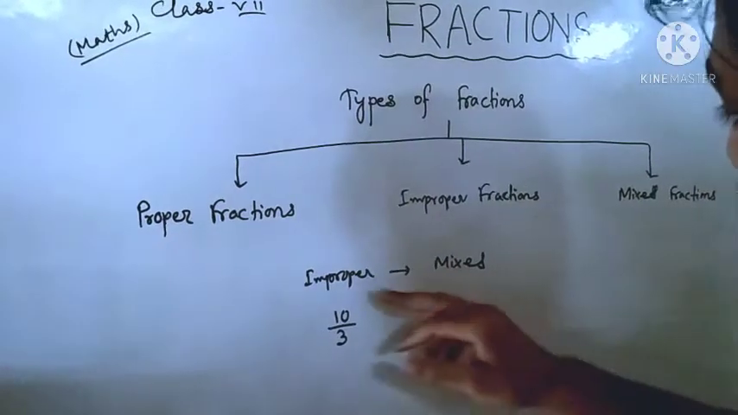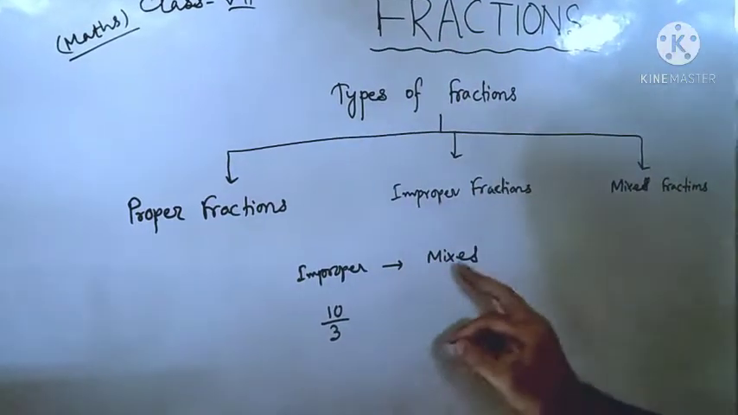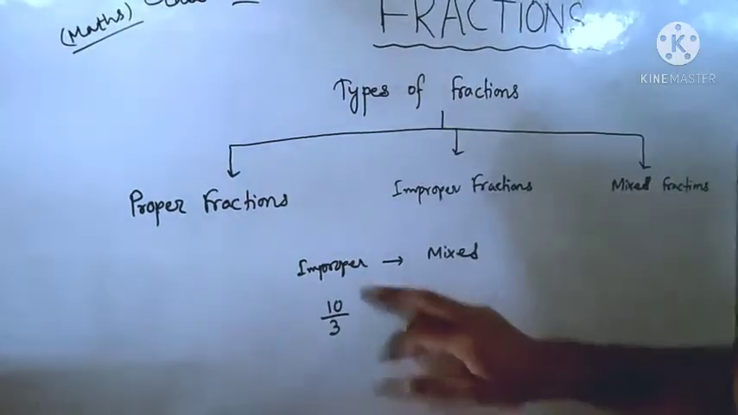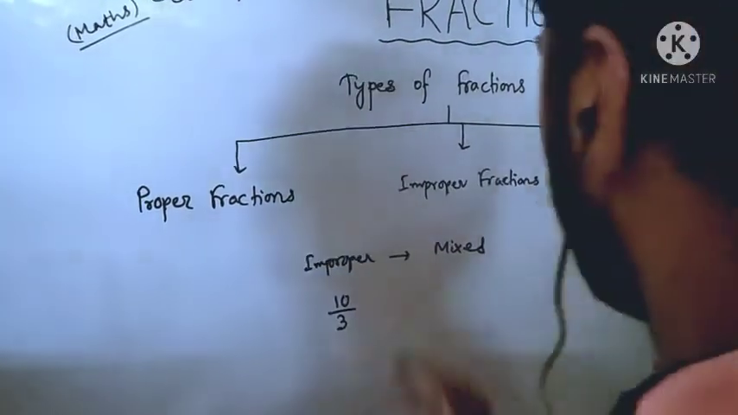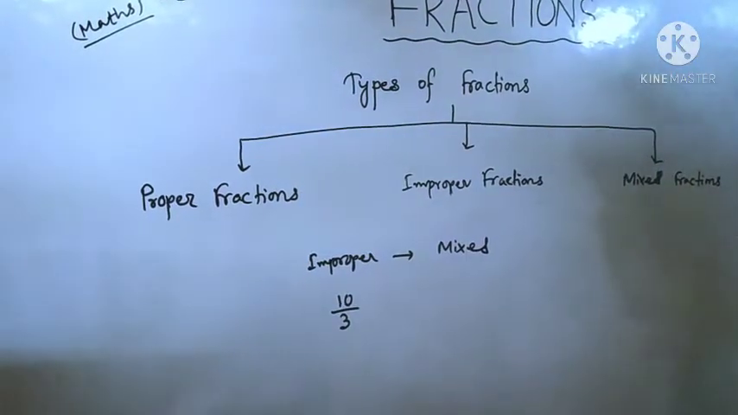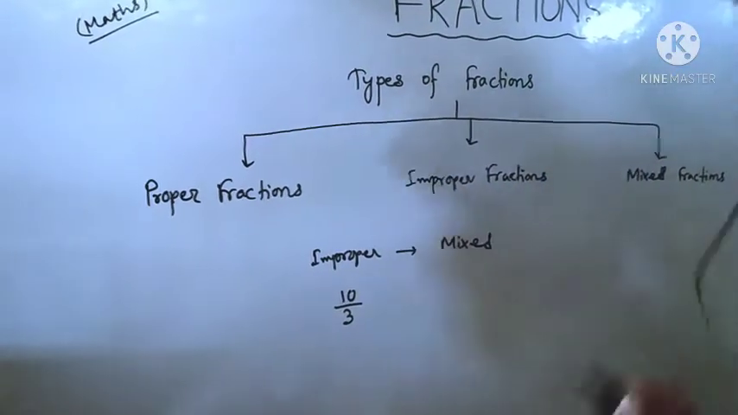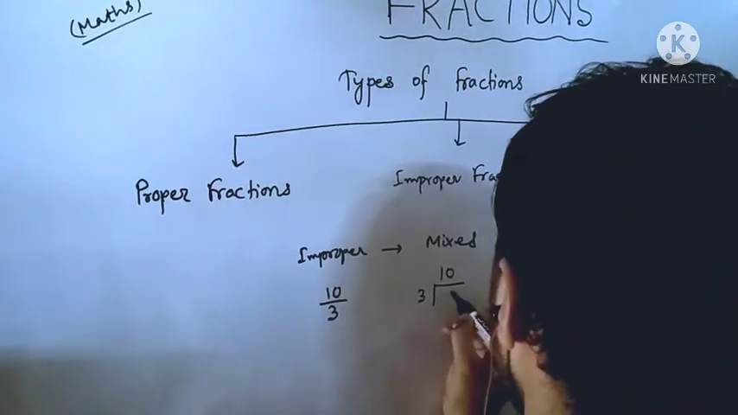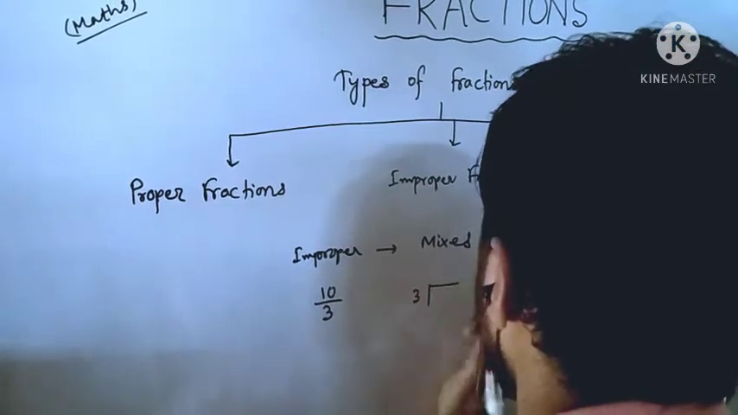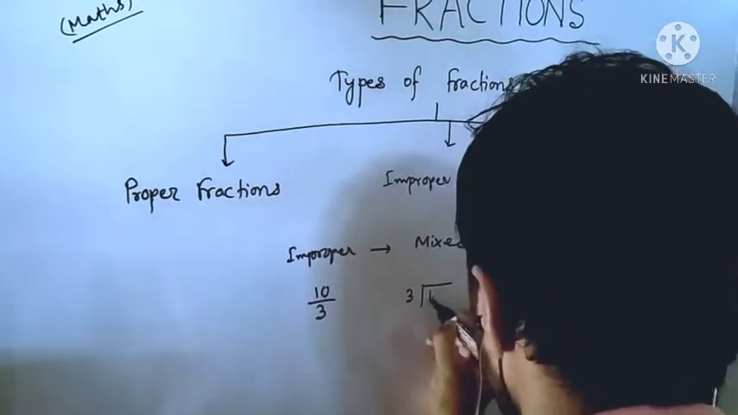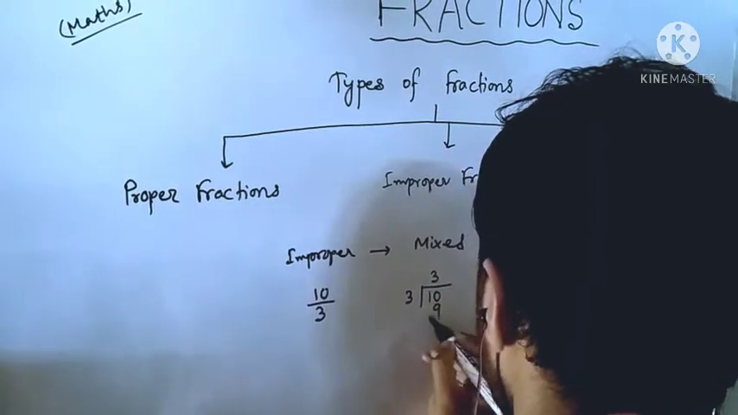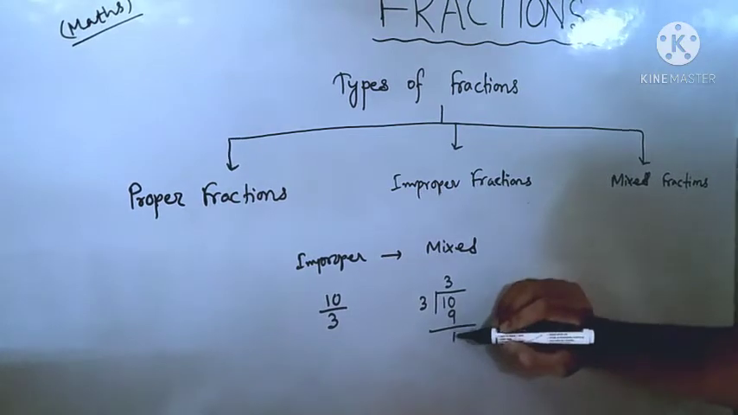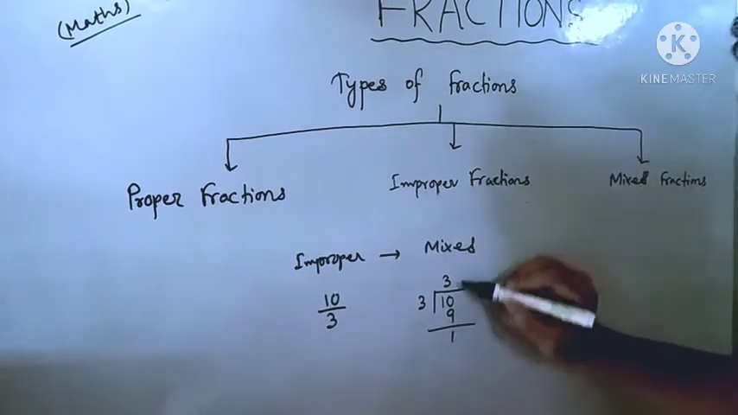Now we write improper fractions as mixed fractions. How to write an improper fraction as a mixed fraction? 10 by 3 is an improper fraction. Now we have to write this as a mixed fraction. So we divide 10 by 3. Here the remainder is 1 and the quotient is 3.